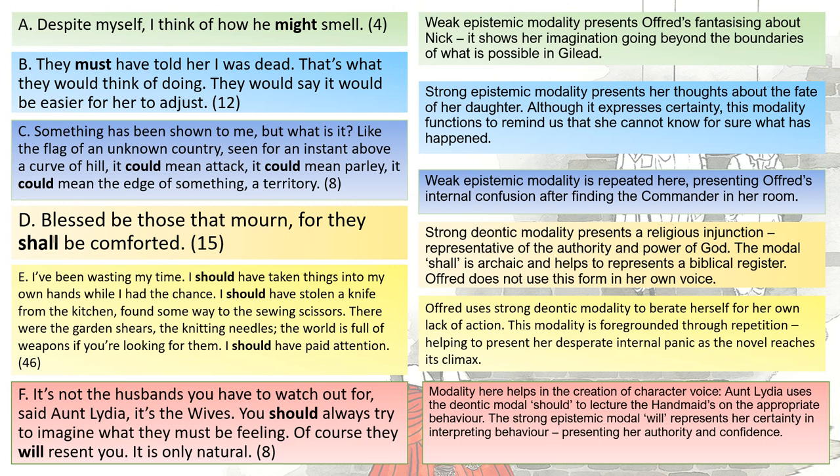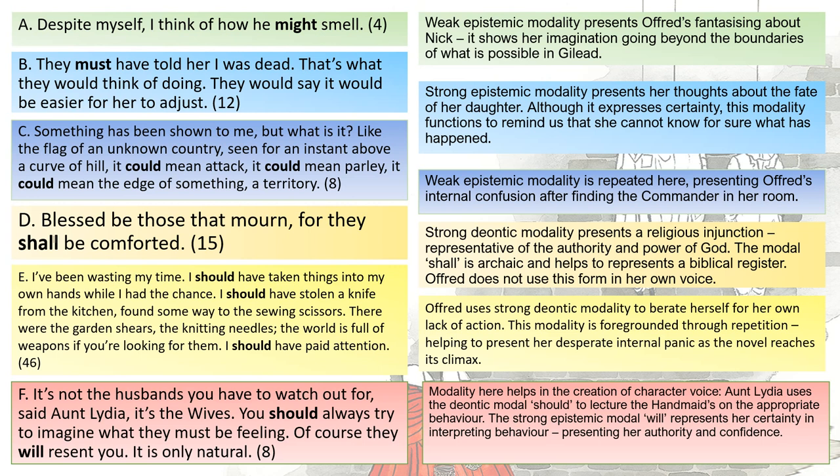With C, we see an example of weak epistemic modality showing her indecision or her inability to interpret the commander's behaviour. And the repetition of that modal feature, it could mean, is a way of perhaps reinforcing her confused state of mind.